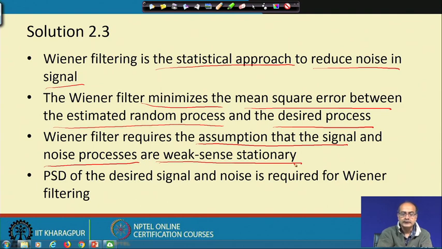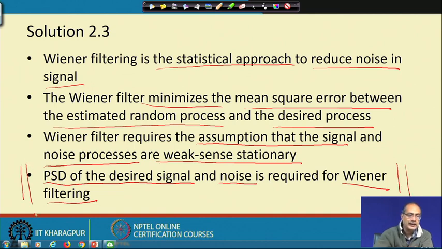Next, we need to have the PSD of the desired signal as well as of the noise to design the Wiener filter. Without that information, we are unable to design the Wiener filter. So, the first task now becomes to find out the PSD of the desired signal and the noise. So, we have to go for that.